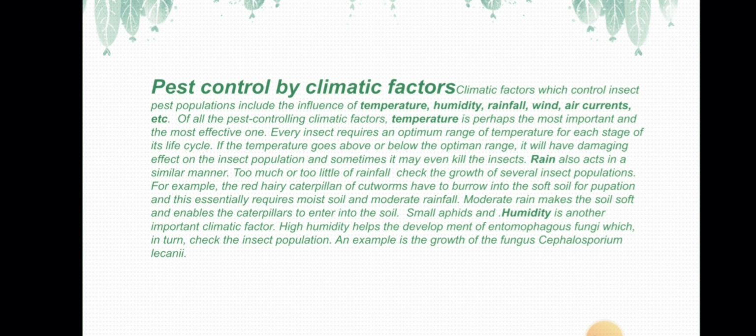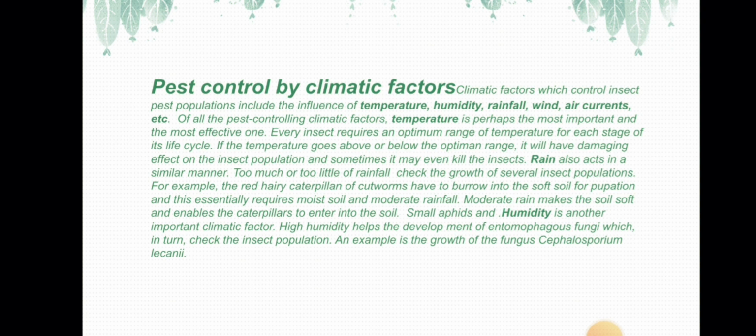Rain also acts in a similar way. There is a normal optimum range of rain they want to get. They always favor moist soil. If it goes down or up, it will seriously affect their population. Like if there is a large amount of rainfall, aphids may fall into the soil and it leads to their death. If there is no rainfall, it also causes many other problems for their existence.